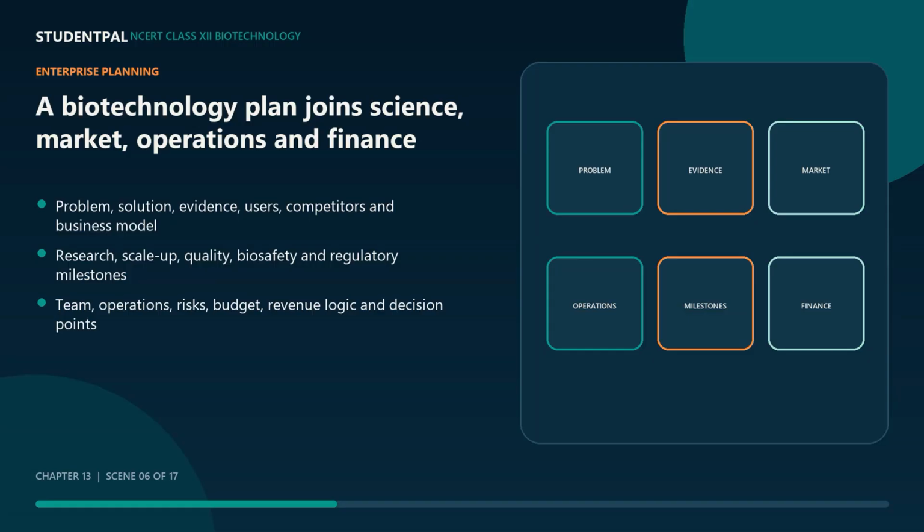Biotechnology plans must include research uncertainty, scale-up, biosafety, ethics, and approval dependencies. Milestones should be evidence-based, for example, achieve a validated detection range in real samples, or demonstrate a reproducible batch specification, rather than vague tasks such as continue research. Each milestone has cost, time, responsible team members, failure criteria, and a decision to proceed, revise, partner, or stop.